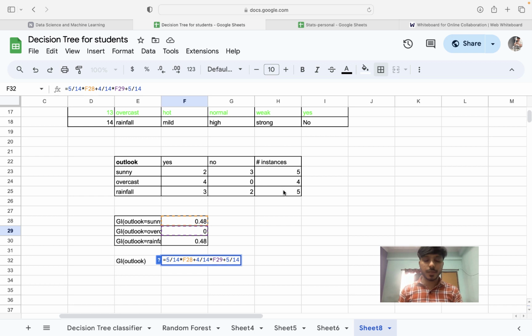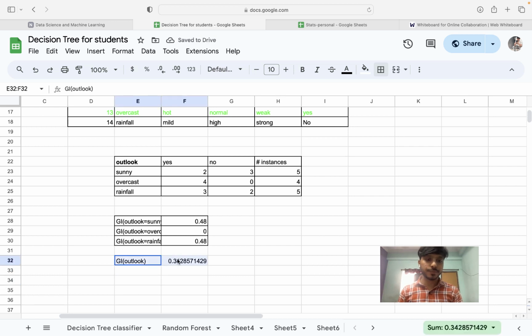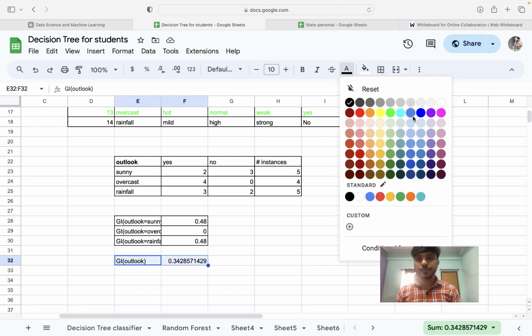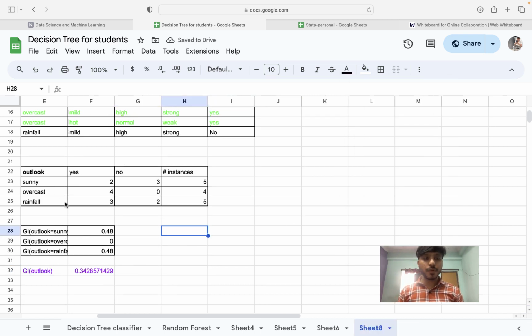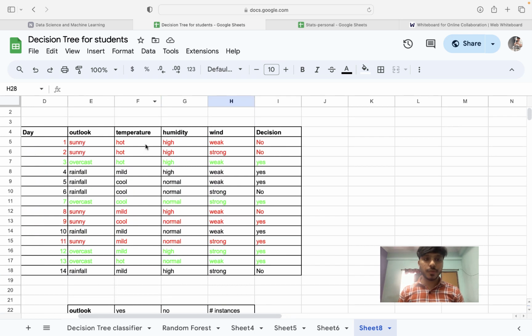5 divided by 14 into 0.48. Okay, so I repeat: 5 divided by 14 into 0.48, plus 4 divided by total 14 into 0, plus this 5 divided by 14 into 0.48. That's my Gini impurity. Let me color it because we need to come back to this value at a later stage. So this is the Gini impurity of outlook, right? So I need to calculate the Gini impurity of temperature, Gini impurity of humidity, Gini impurity of wind also.